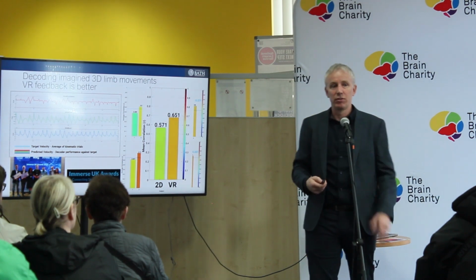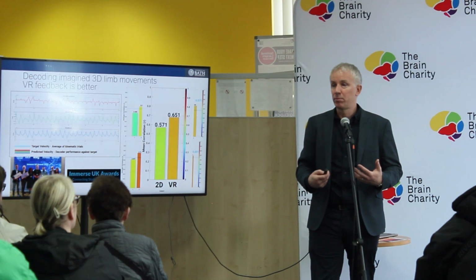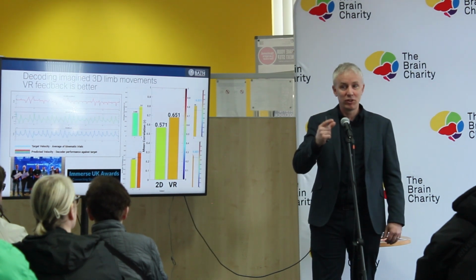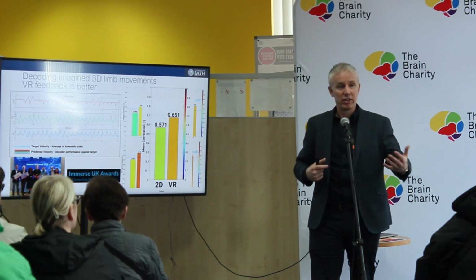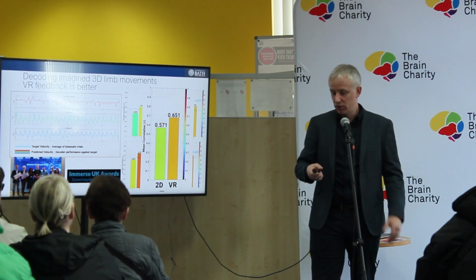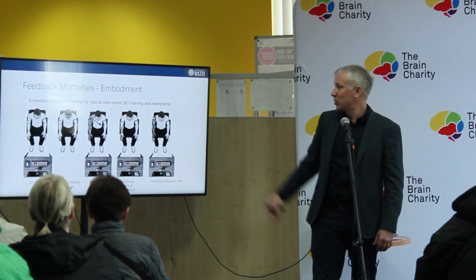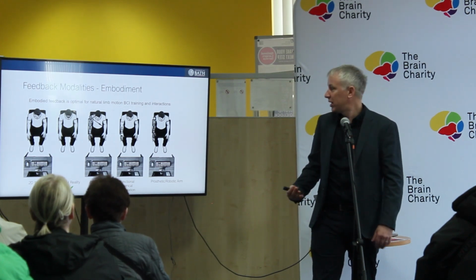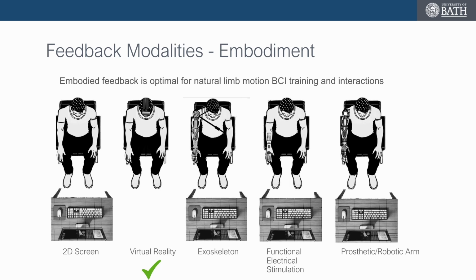So this idea of embodiment when you're learning to control brain-computer interfaces is quite important. When you learned to control your hand as a child, you weren't looking at a hand on a screen, you weren't looking at somebody else's hand, you were looking at your own hand. So we want to try and do the same with brain-computer interfaces. And there's loads of scenarios where you could have virtual hands in VR, so we've checked that. You could have an exoskeleton on your hand to move the hand for you.